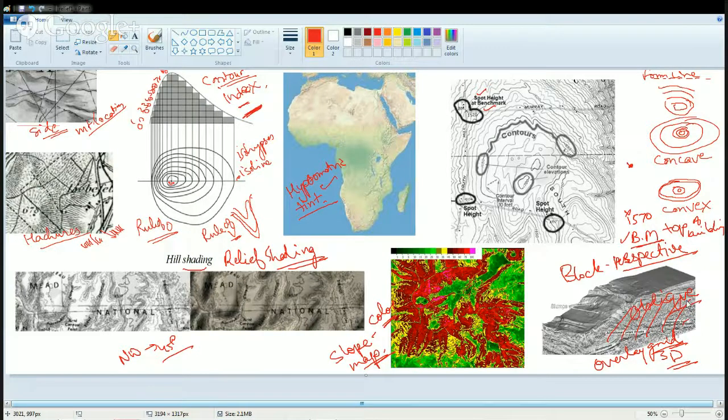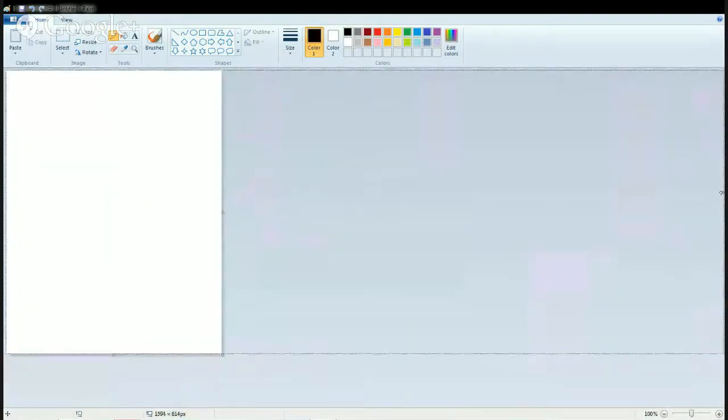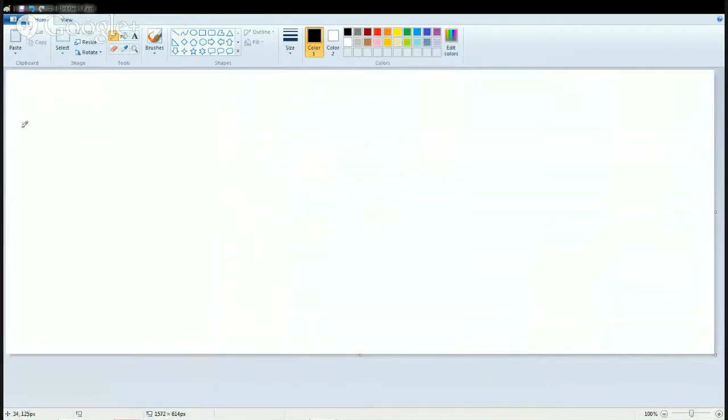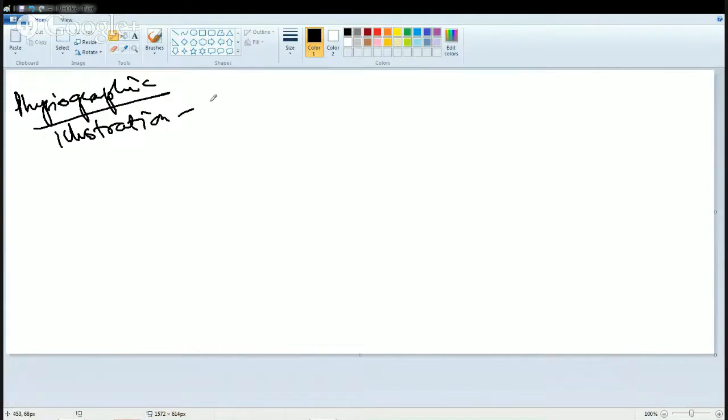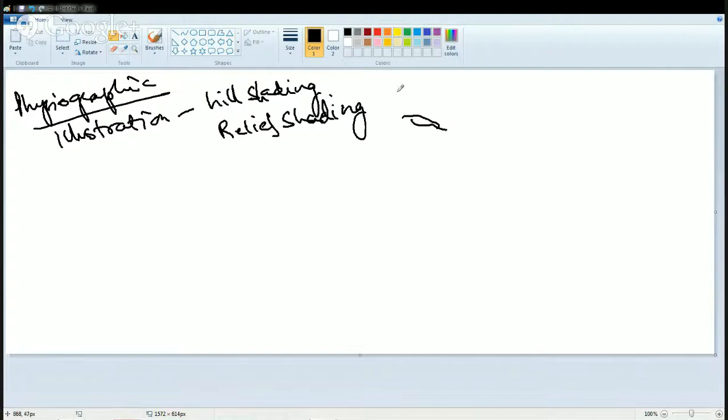Now a few other relief features that we would be discussing today. Another one is physiographic illustrations. In physiographic illustrations, you would be talking about two things. First is hill shading, and the next is relief shading. So basically you would be shading all the relief features along with the hills. That is what is known as physiographic illustrations.